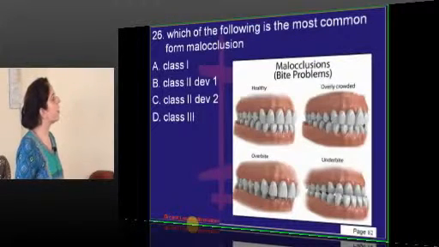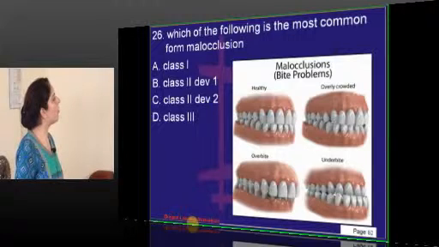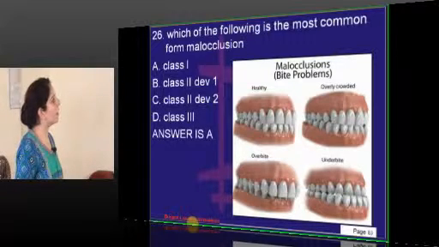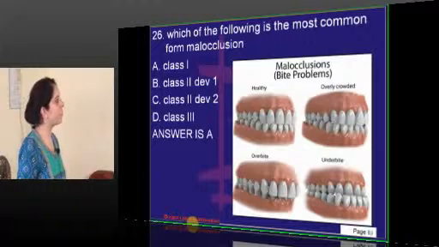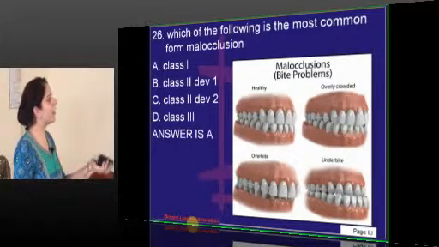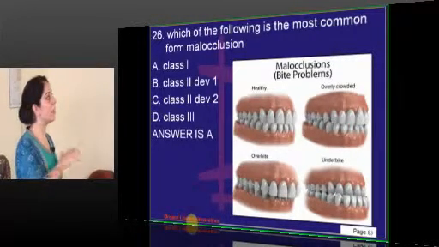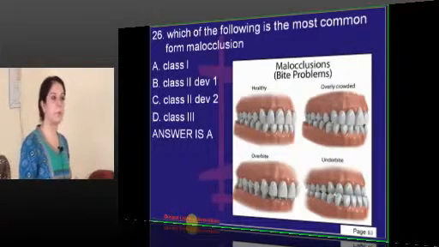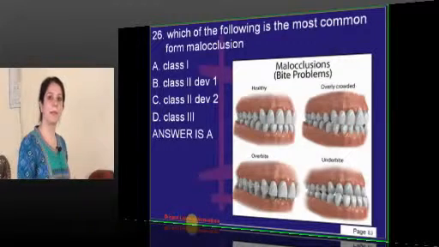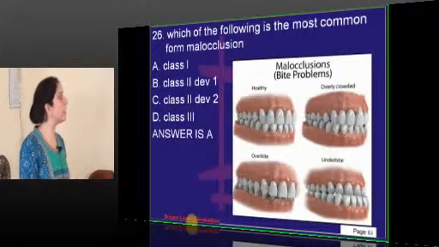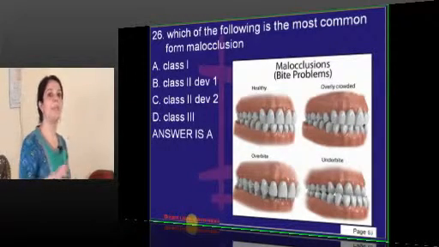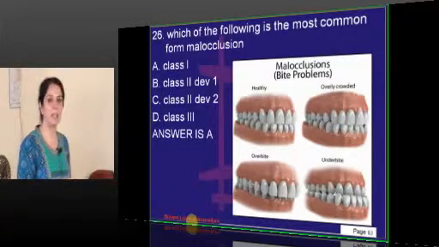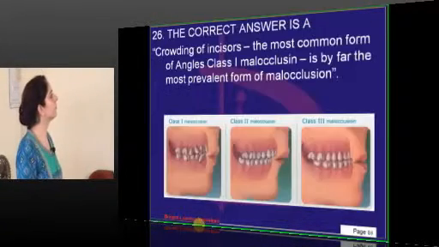applied. Which of the following is the most common form of malocclusion? Usually you see class 1. Now in class 1 itself there are many variations. You can have class 1 with bimaxillary protrusion, class 1 with spacing, class 1 with crowding. Therefore class 1 is the most widely seen malocclusion in any kind of population.